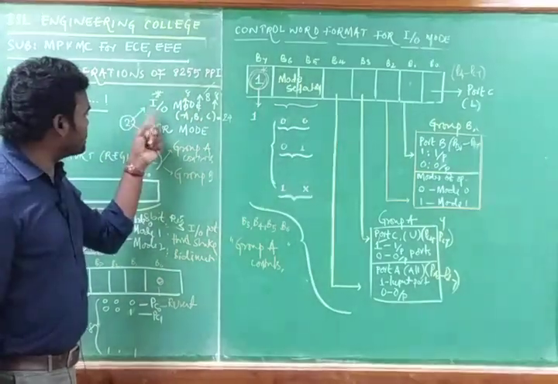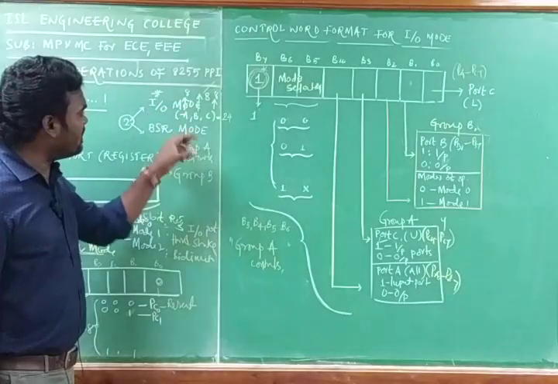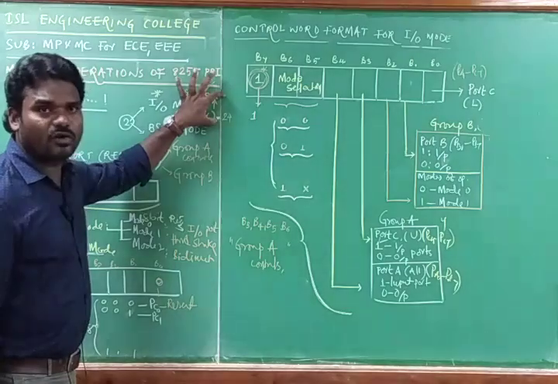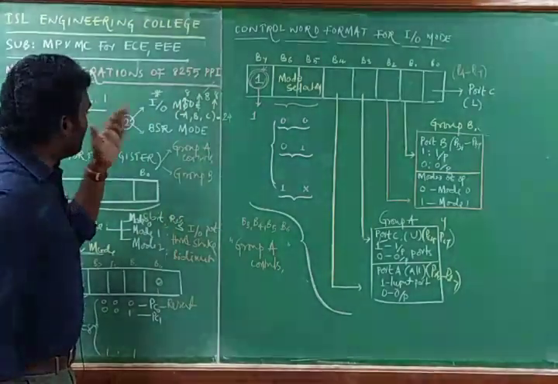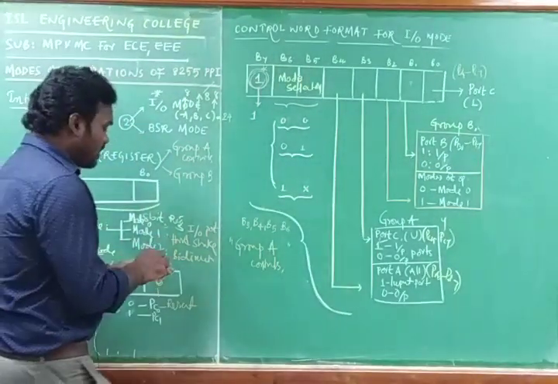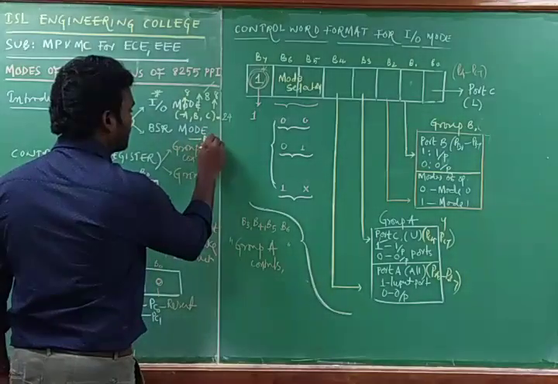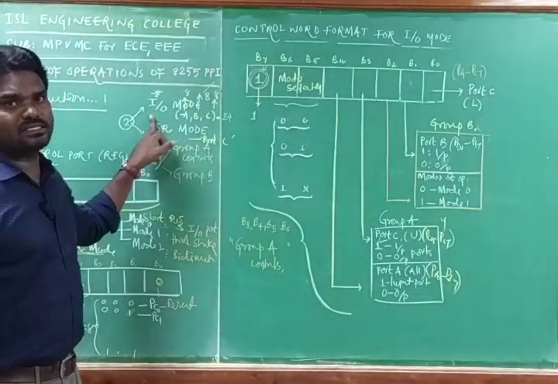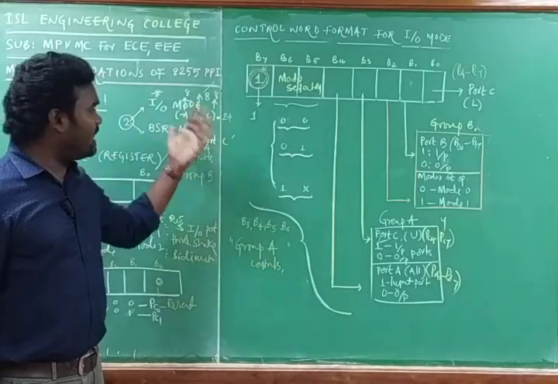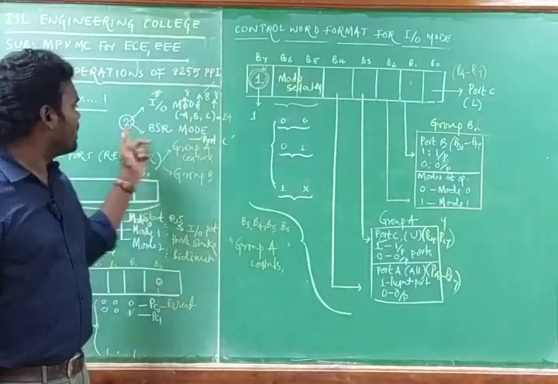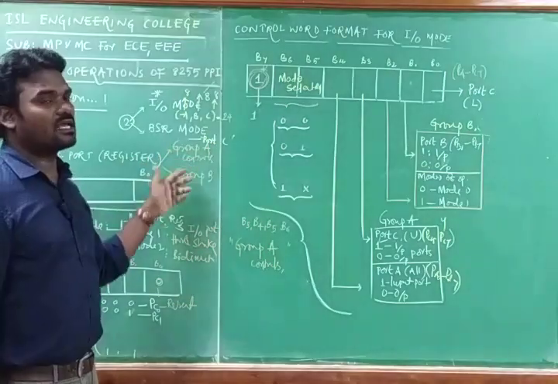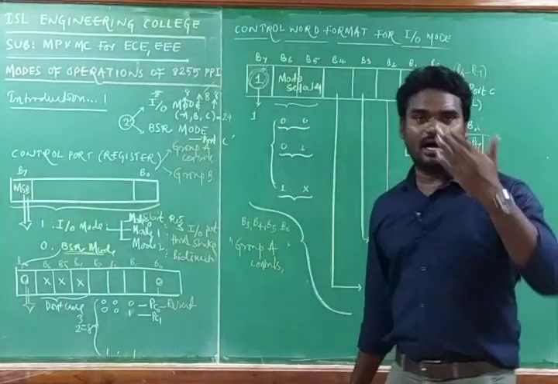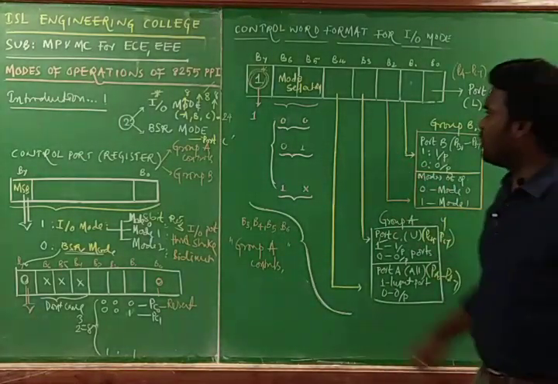We should understand that in IO mode of operation we are going to make use of all the 24 pins, whereas in the BSR mode of operation we are using only port C signals. It is a very important point. In the IO mode of operation we are defining all the 24 pins, whereas in the BSR mode of operation the port C signals will be selected to set or reset.